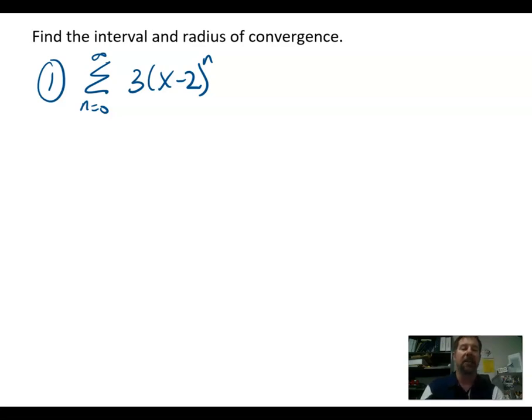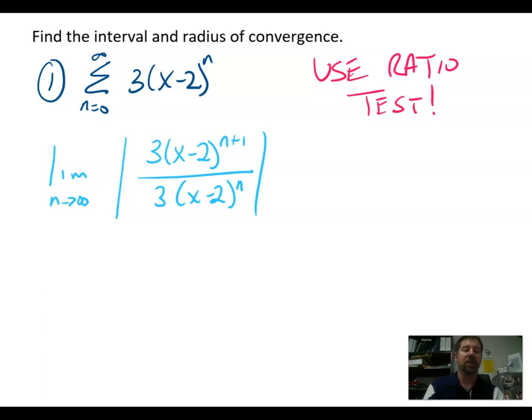And if I want to find the interval of convergence for a power series, I'm going to use the ratio test. So again, when we use the ratio test, we take the next term over the first term, or the previous term, however you want to look at it. So in this case, my next term would be 3 times x minus 2 to the n plus 1.